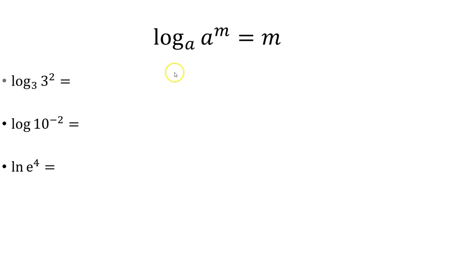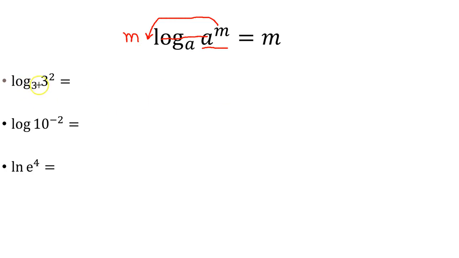Now, one of our most powerful properties of logarithms says that if our answer, often called the argument, is being raised to a power, we can simply bring that power out, and then log base a of a cancels itself out so that we would have m equal to m.